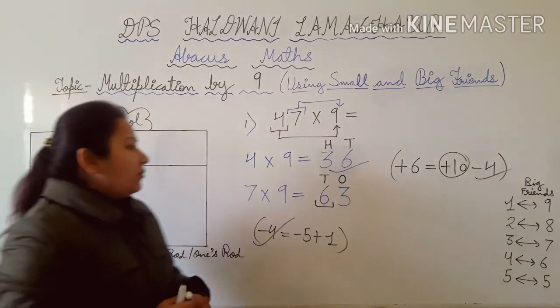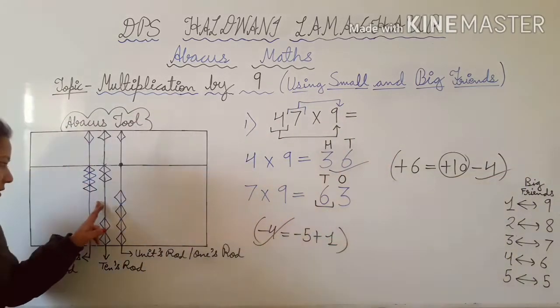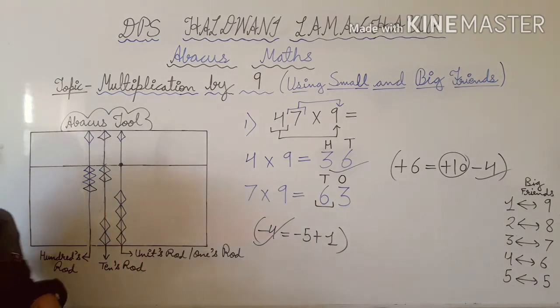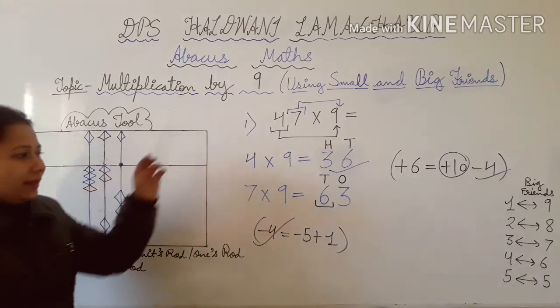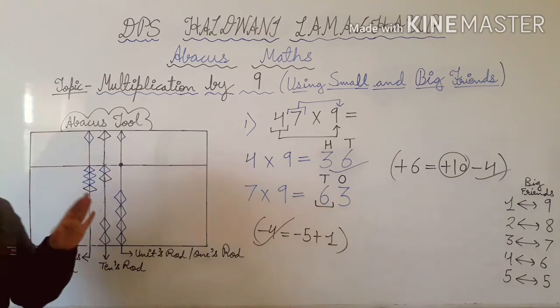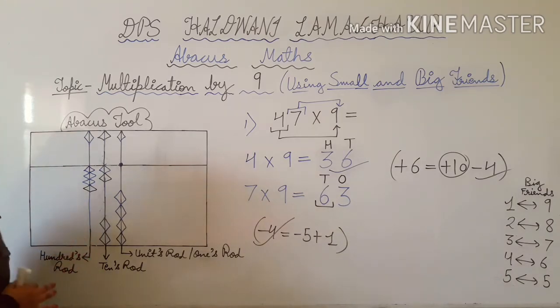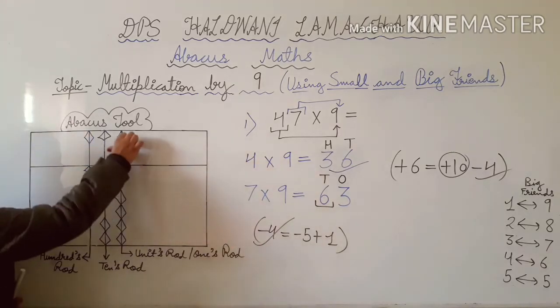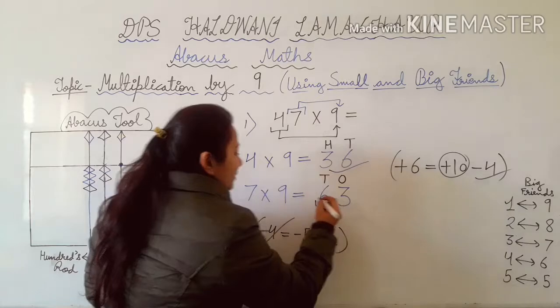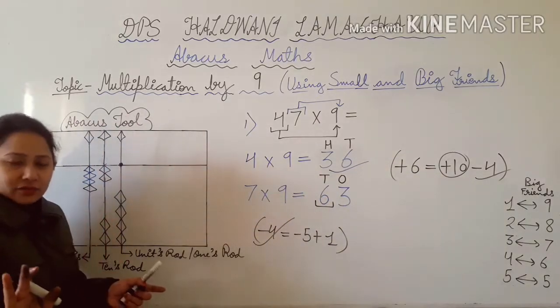See kids, for adding 6 in the tens rod, first of all we have added 10 in the hundreds rod, means one rod up. Then minus 4. For minus 4 we have used again the small friends method, or you can say formula. For minus 4, minus 5 we have done and we have added 1. So 6 we have added, nothing we have to do now.